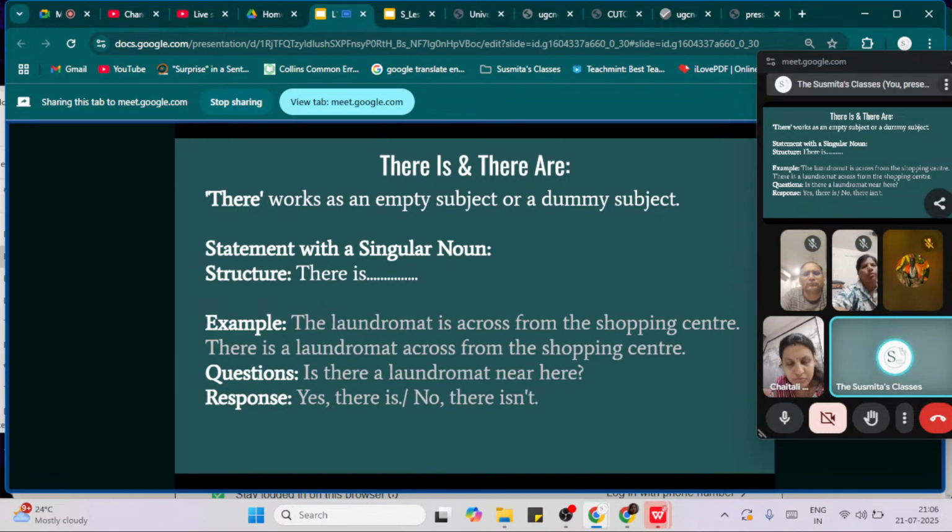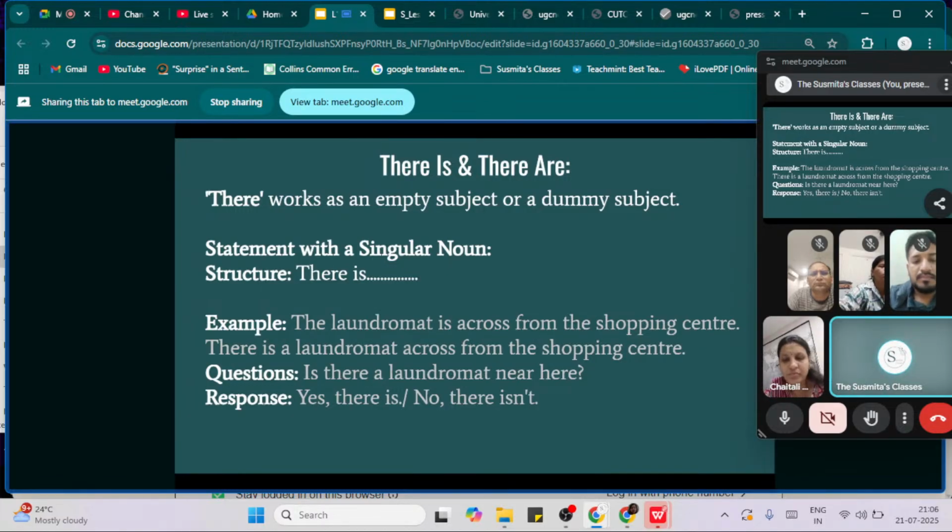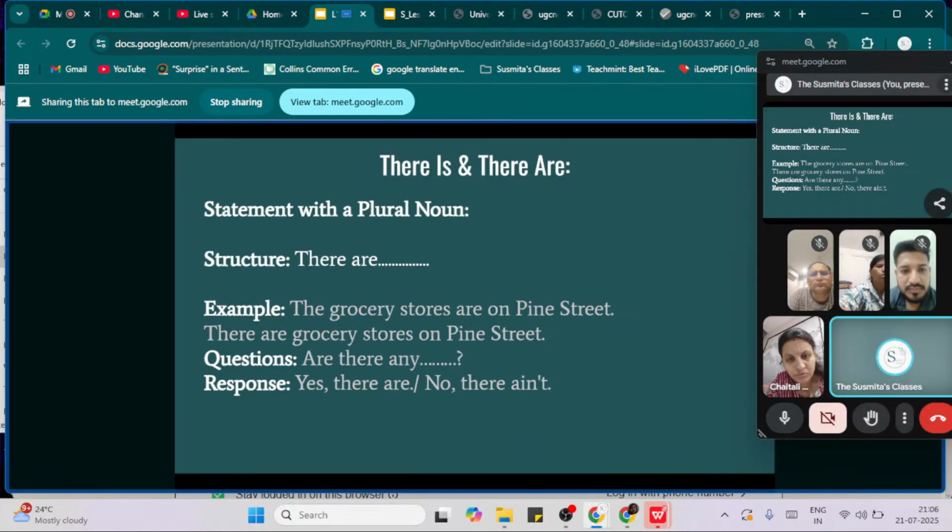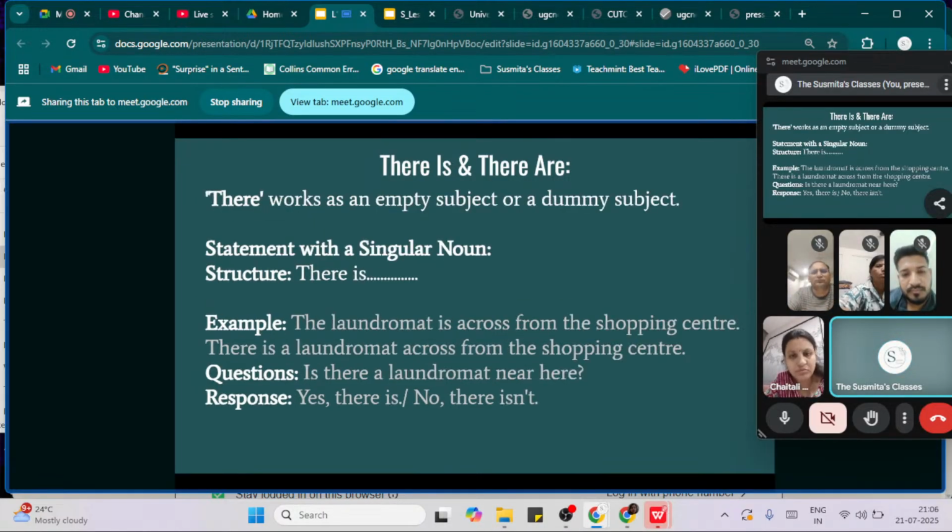So if the subject is singular, the noun that follows the verb, that will be our main subject over here. So that there is dash dash, that is our main subject. There is a laundromat or there are grocery stores. So it can be a laundromat or it can be grocery stores. But grocery stores is plural, so I will use are instead of is. But laundromat is singular, so I will use is.